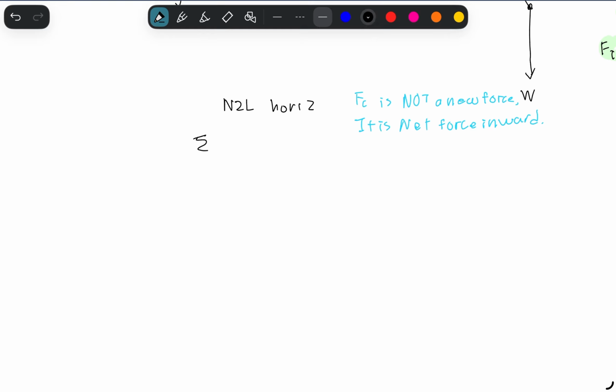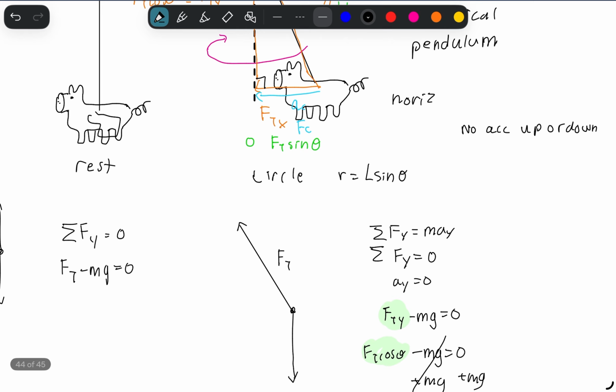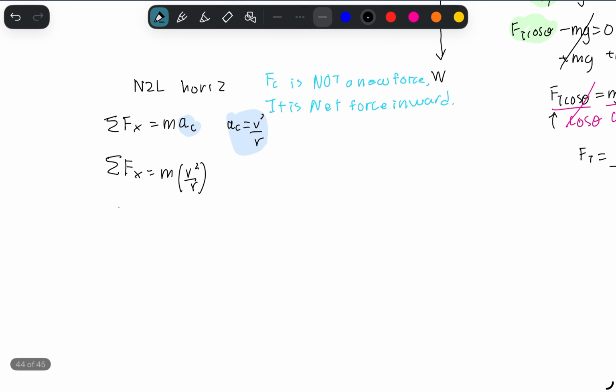So we can write our summation of forces in the horizontal direction is equal to the mass times centripetal acceleration. We know our centripetal acceleration is v squared over r. Simply substitute this into your equation, so you get the summation of forces in the horizontal direction is m times v squared over r. The only horizontal force is going to be that horizontal component of tension, Ftx, that we saw. That's the only force in the horizontal direction. Ftx is equal to Ft sine of theta.